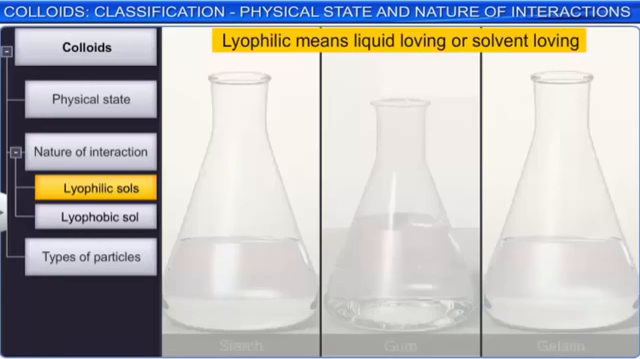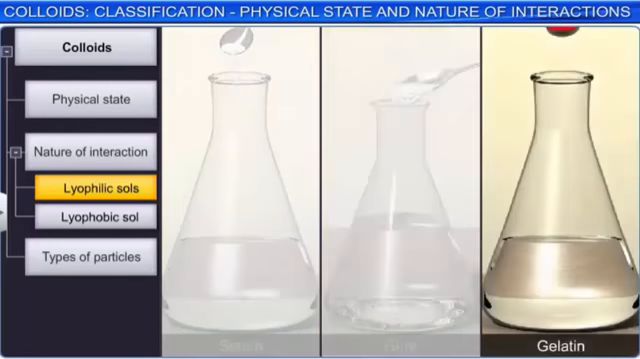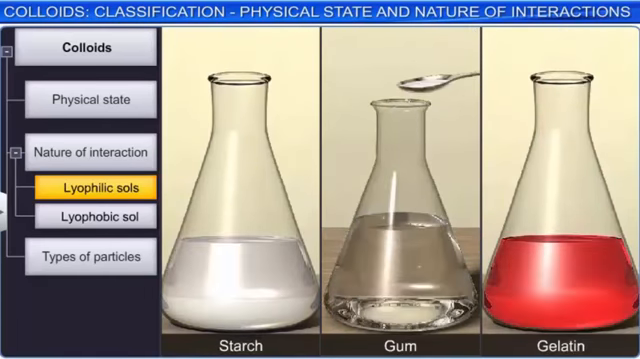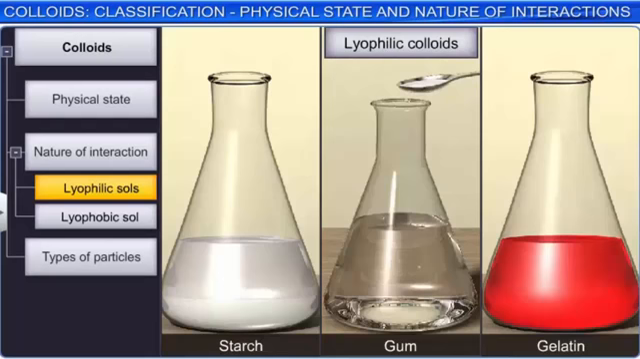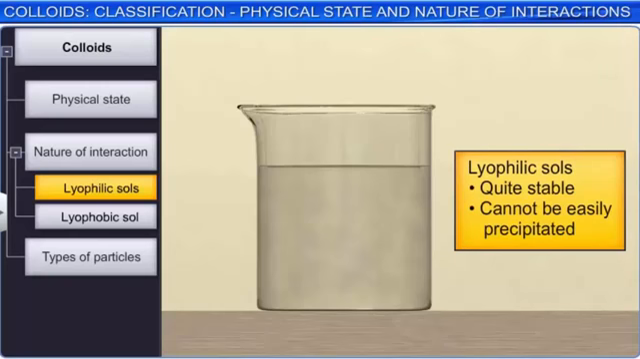When substances like starch, gum, and gelatin are mixed with a suitable liquid, that is, a dispersion medium, they readily form colloidal solutions. Such colloidal solutions are called lyophilic colloids. When water is the dispersion medium, they are called hydrophilic colloids. Lyophilic sols are quite stable and cannot be easily precipitated. An important characteristic of lyophilic colloids is their reversible nature.